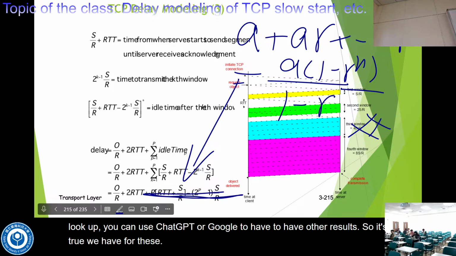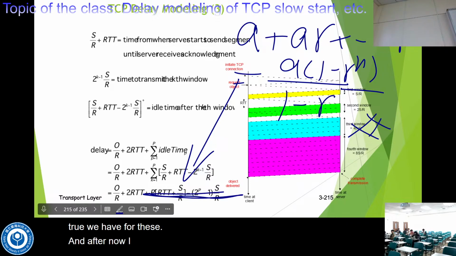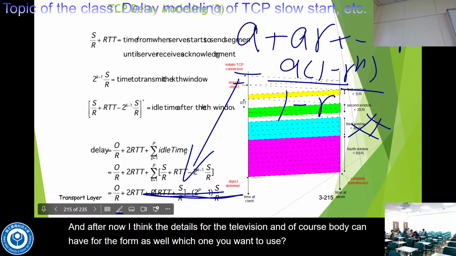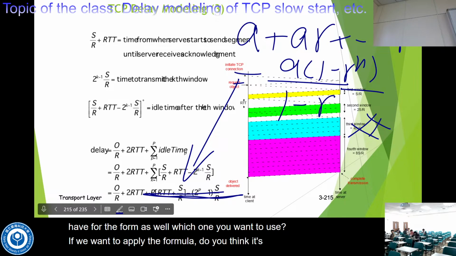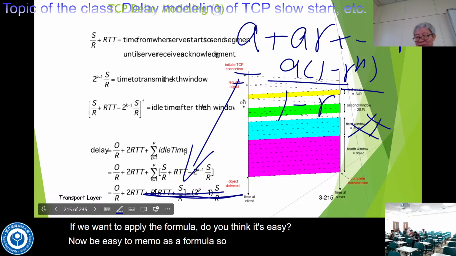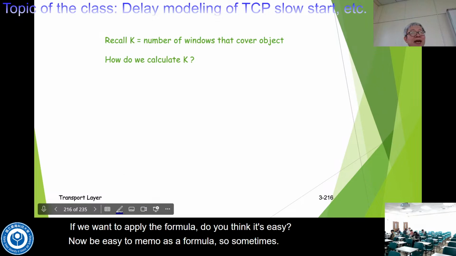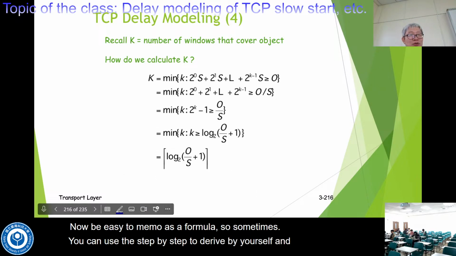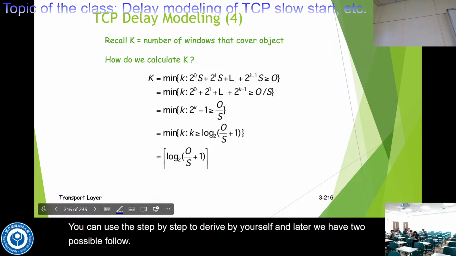And now, I think you know the details of the derivation, and of course, finally you can have the formula as well. Which one do you want to use? If we want to apply the formula, do you think it's easy? Not really easy to memorize the formula. So sometimes you can derive it step by step by yourself. And later we have two possible problems: how to get K and how to get Q.